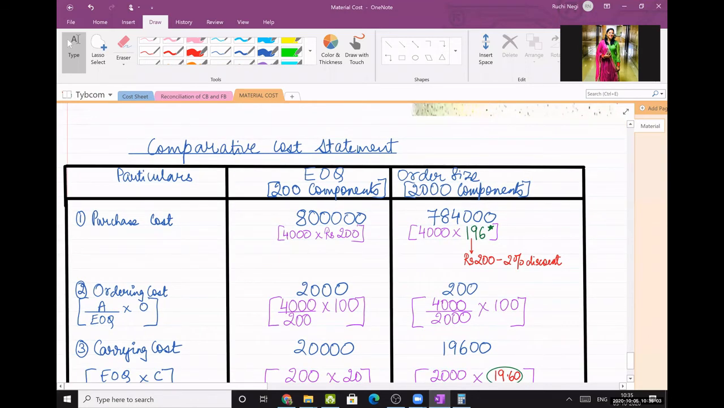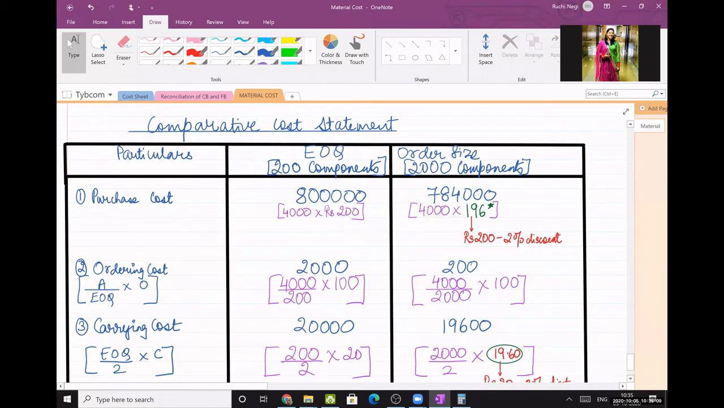Okay. What is my purchase cost? How much am I purchasing? My A, the annual demand, is how much? 4000 only. I said so, I just explained. My A is not going to change. It's going to be 4000 only in both cases. I'm not going to increase my consumption.